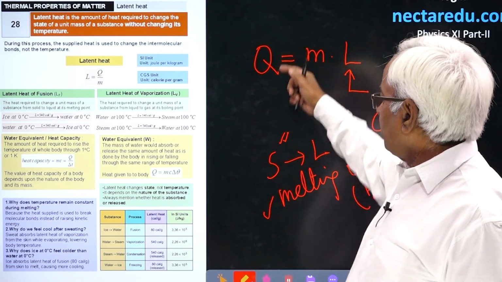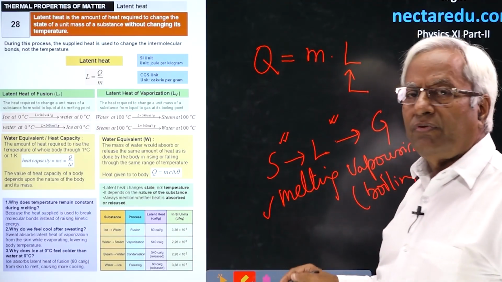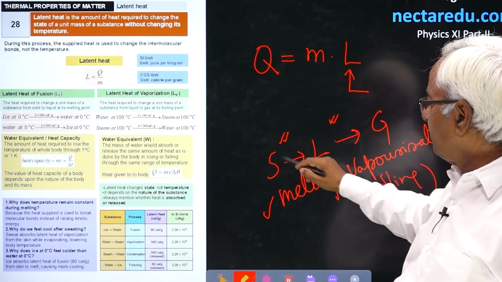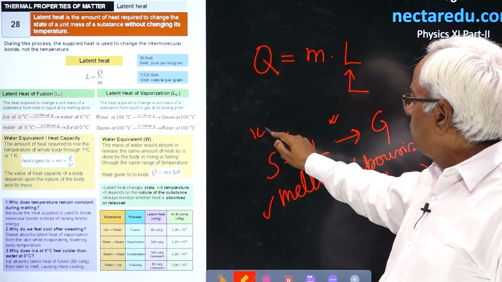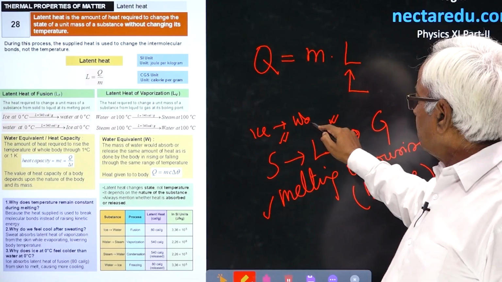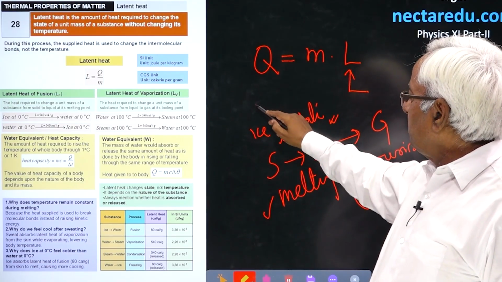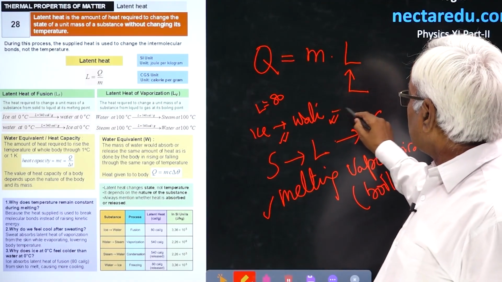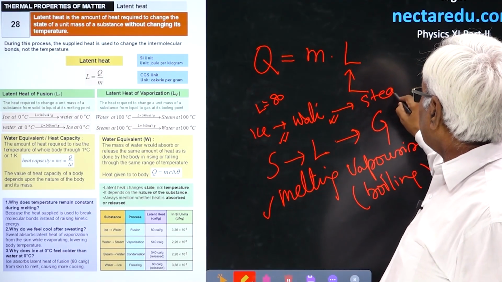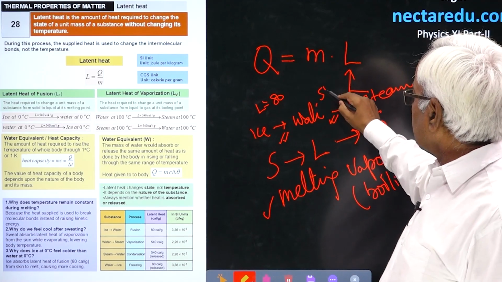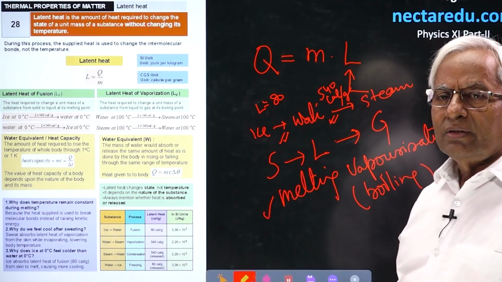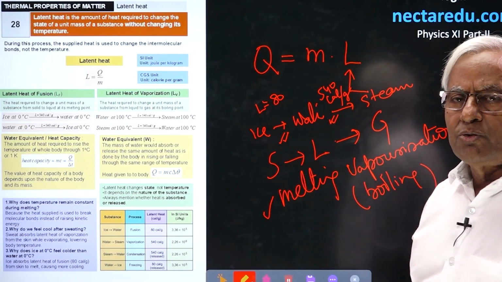If we consider the states of water, solid, liquid, gas, that is ice, water and steam, then ice to water, latent heat of melting, is 80 calorie per gram, and water to steam, latent heat of vaporization, is 540 calorie per gram. Remember, the reverse is equally true.